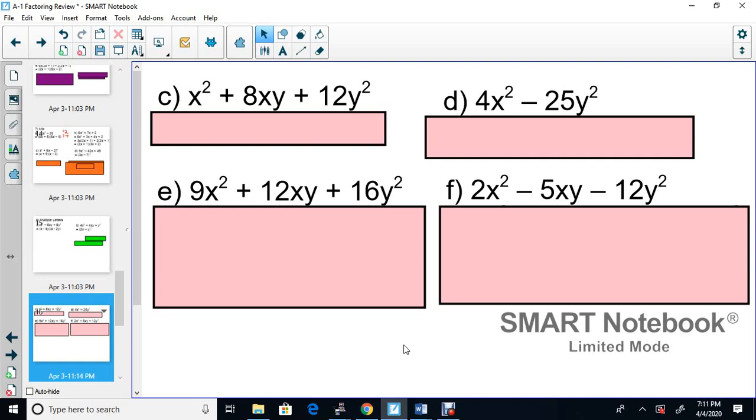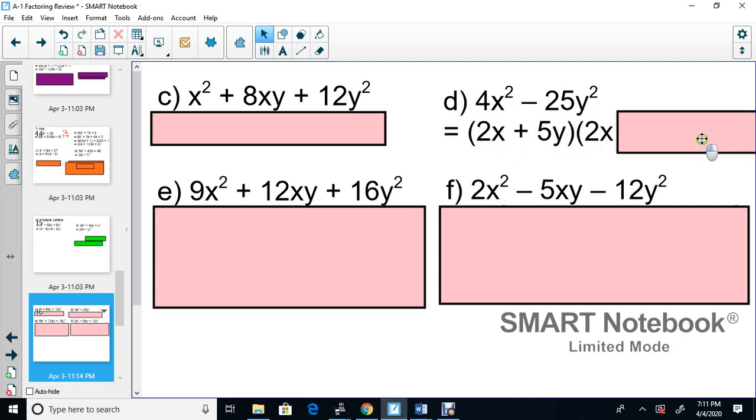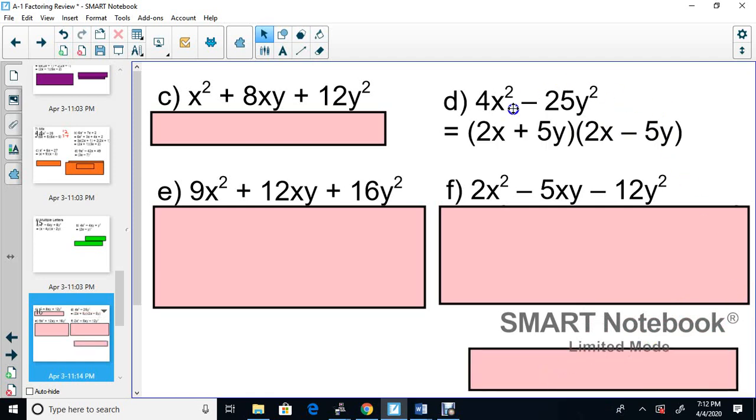Okay, now I look at these 4. Hopefully you've done them and paused it. So I look at these 4, and I'm going to start with this one. Why? Because I know it's a difference of squares. There's a minus. So I take the square root of that, and it's 2x. I take the square root of 25. It's 5, but I have to add the y. Then I write the same thing again, and it's 2x minus 5y.